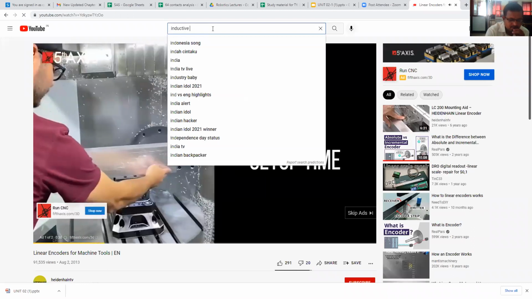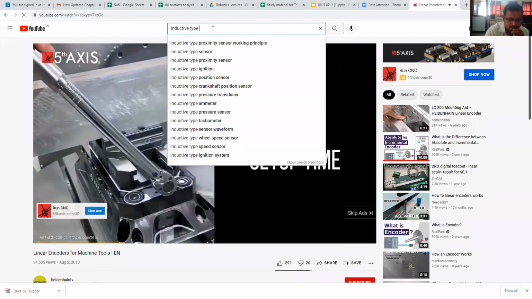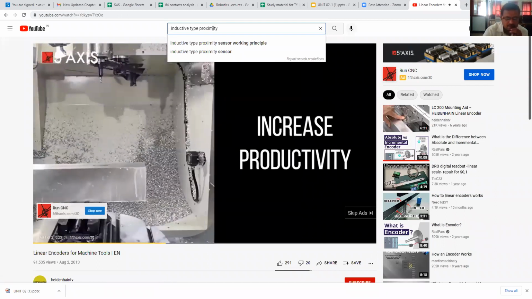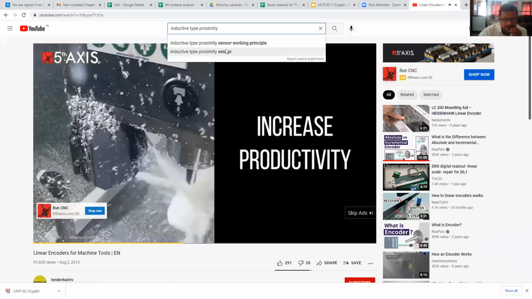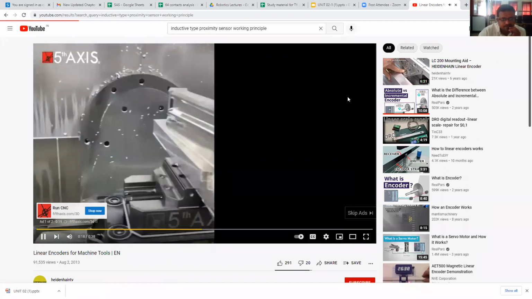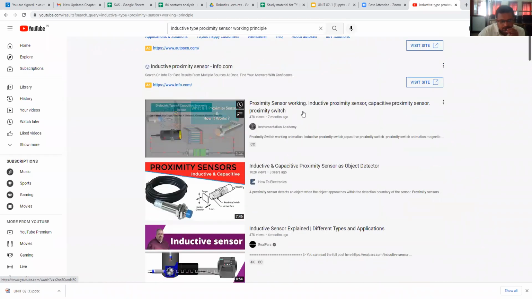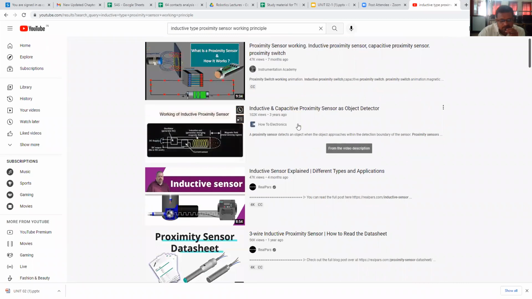Inductive type proximity sensor. 1 minute.